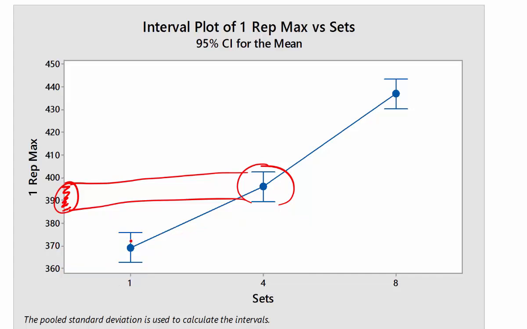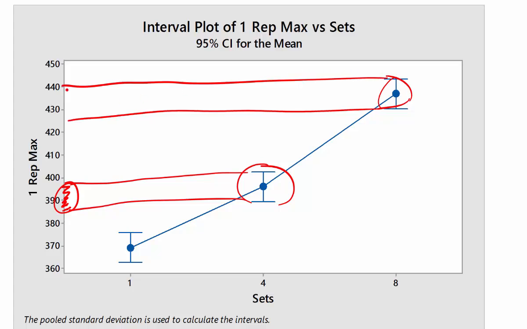And likewise, if you compare the 4 set group to the group for 8 sets, again, that 8 set group seems to be a lot stronger than the 4 set group, right? So again, there's no overlap between those 2 intervals. Also, there's no overlap with the 8 set group and the 1 set group, right? They're clearly very separate from one another. So it definitely appears that the 8 set group is the clear winner, and it then appears that the 4 set group is better than just 1 set, significantly better.